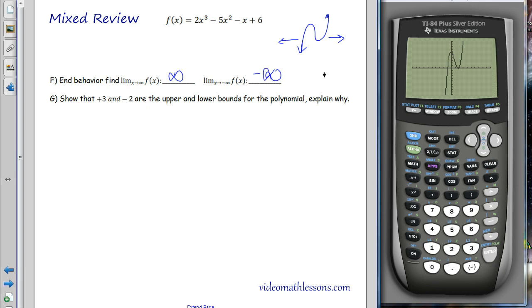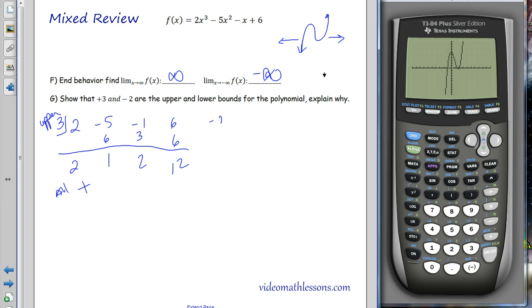Part G, show that 3 and negative 2 are the upper and lower bounds for the polynomial. So what I do is I do the 3, and I do synthetic division on the original. So 2, negative 5, negative 1, 6. You know it's an upper bound if after I do this, it's all positive. That's how you can tell. So 6, 1, 3, 2, 6, 12. These are all positive. That's how you know it's an upper bound. So that's the upper.